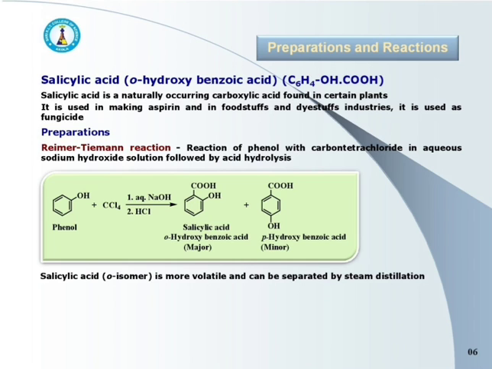This salicylic acid is a naturally occurring carboxylic acid found in certain plants. It is used in making the drug aspirin, and in the foodstuffs and dyestuff industries. It is also used as a fungicide.